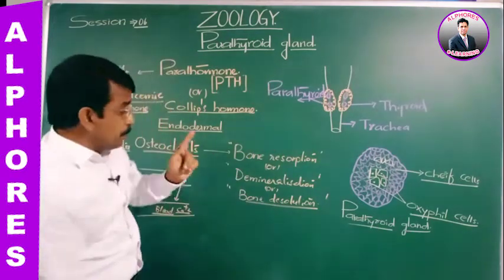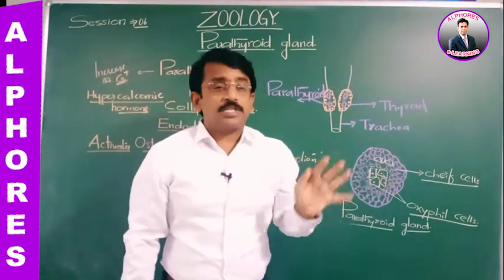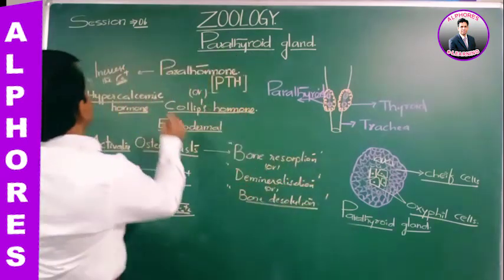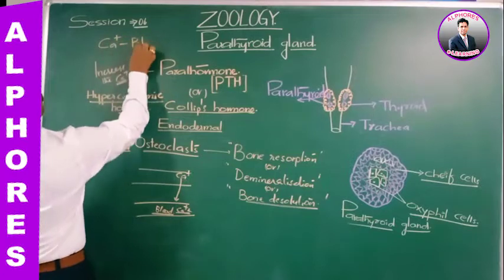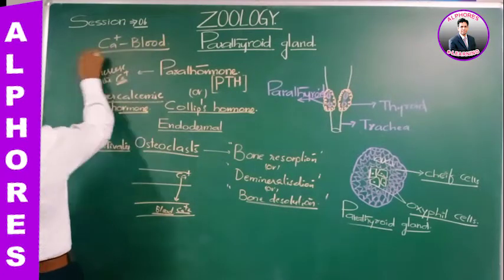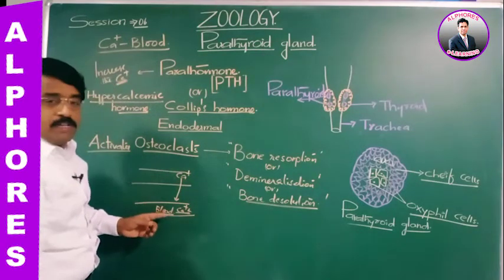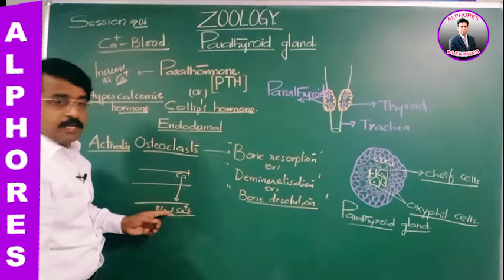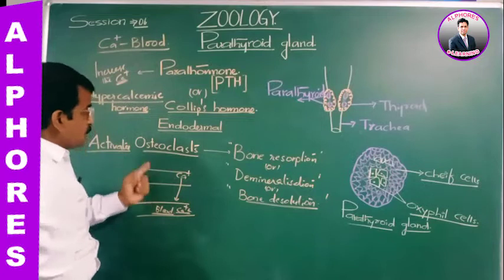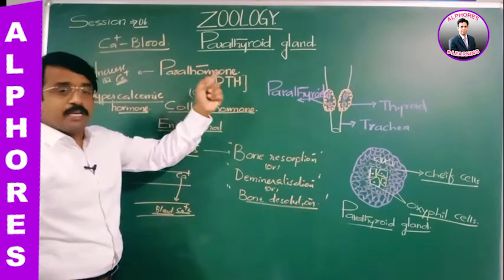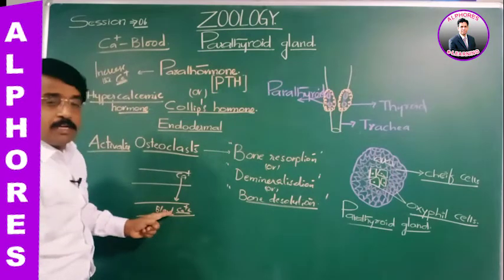But the case with the parathormone is not at all influenced. The calcium level in the blood itself regulates the secretion of the parathormone. Suppose calcium levels in the blood decrease, as a feedback mechanism the parathormone is stimulated and it activates the osteoclasts, and calcium levels in the blood are increased.